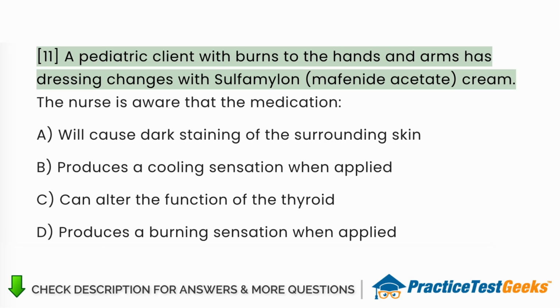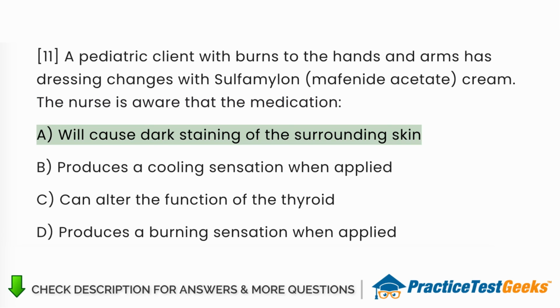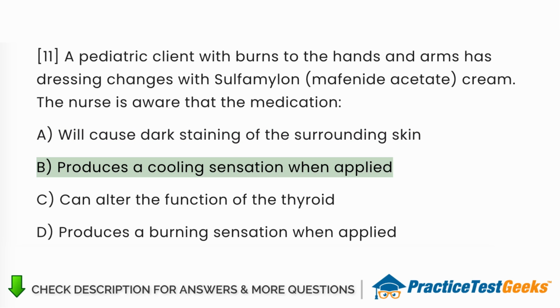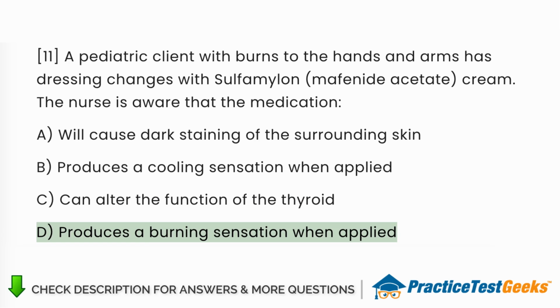A pediatric client with burns to the hands and arms has dressing changes with Sulfamylon cream. The nurse is aware that the medication: A. Will cause dark staining of the surrounding skin. B. Produces a cooling sensation when applied. C. Can alter the function of the thyroid. D. Produces a burning sensation when applied.